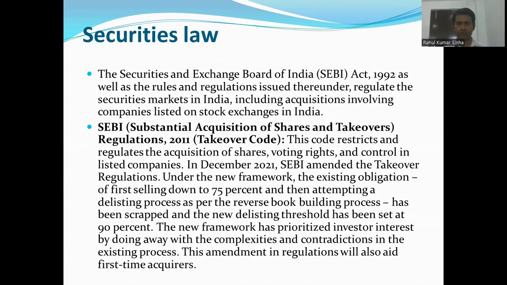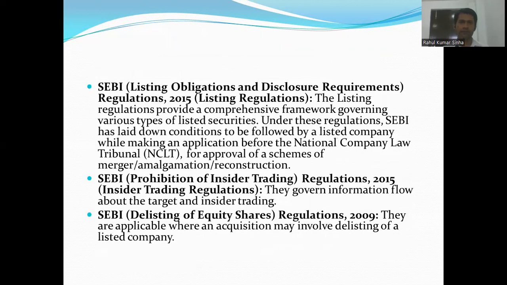So in this framework, the existing obligation of first selling down to 75% and then attempting a delisting process as per the reverse book building process has been scrapped. A new delisting threshold has been set at 90%. So you see the takeover code, which was brought in the year 2011.